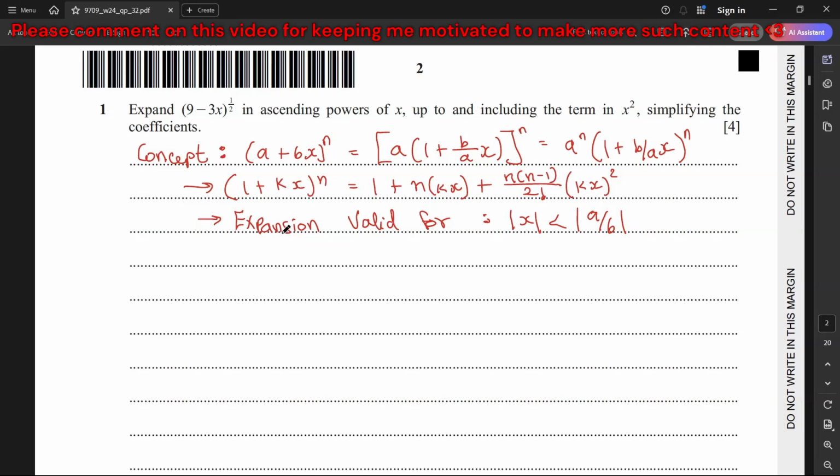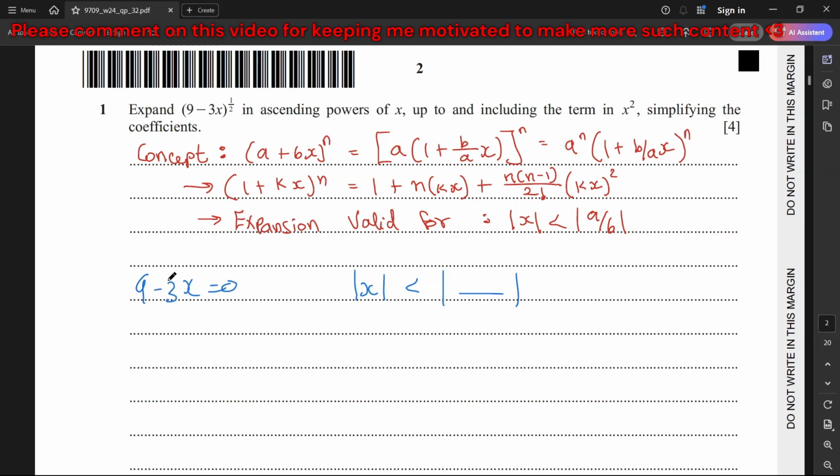But still, a good student is always going to mention the validity for this expansion. And the way that we do it, a quick hack, is to write modulus of x less than something over here. This will be the value when you get 9 minus 3x equal to 0.